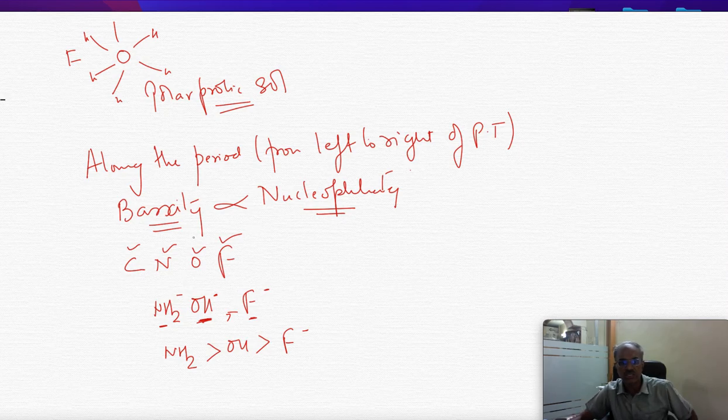Why? Because oxygen is more basic than fluorine, nitrogen is more basic than oxygen, and carbon basically is more basic than nitrogen, right? So NH2 is a better nucleophile than OH, which is a better nucleophile than F, right? Fine. And what happens along the group?